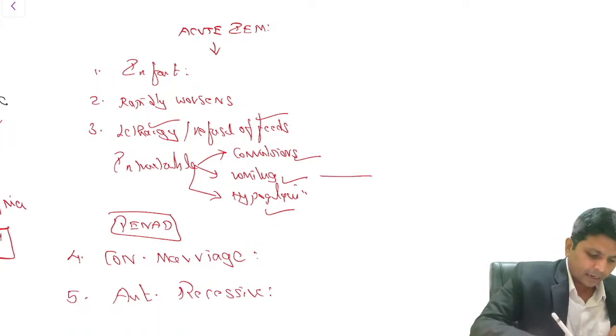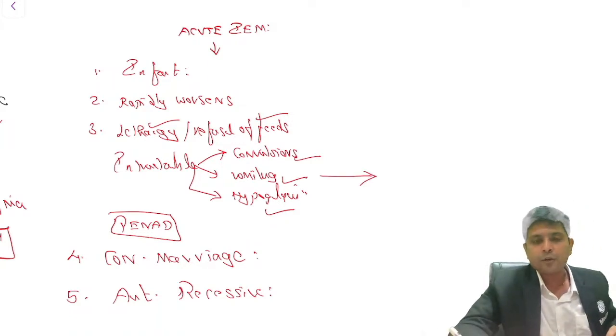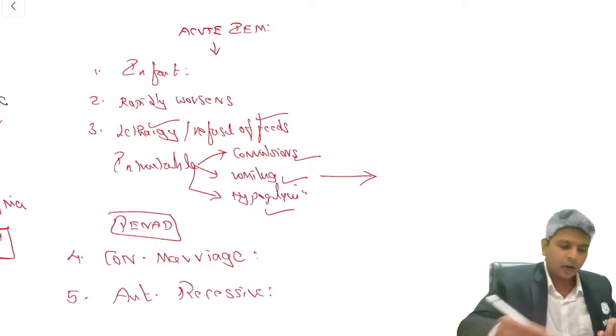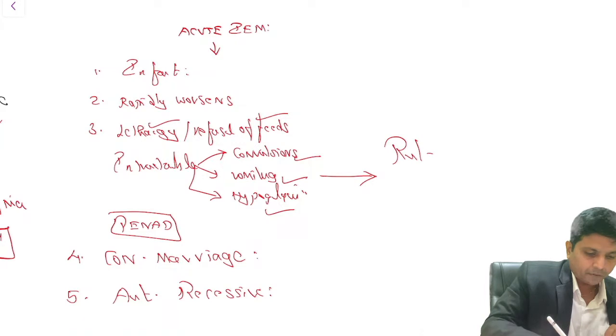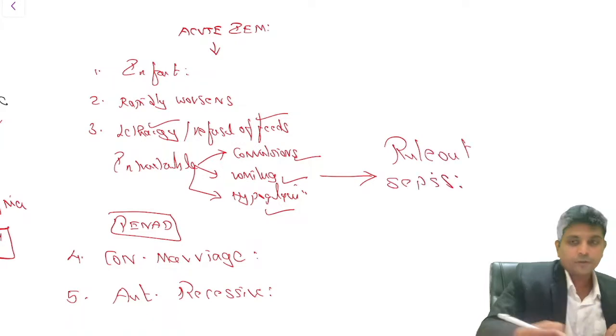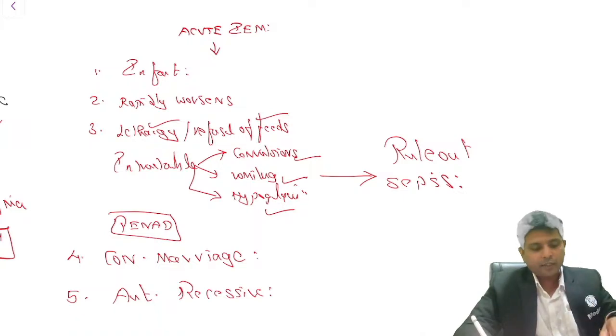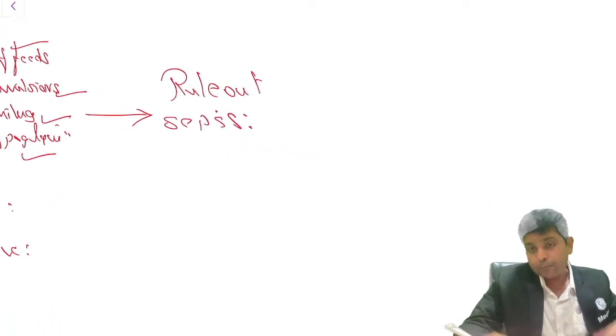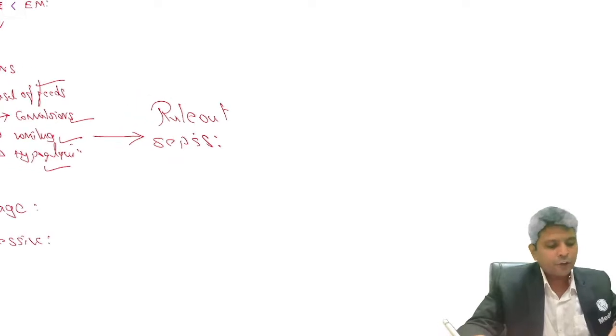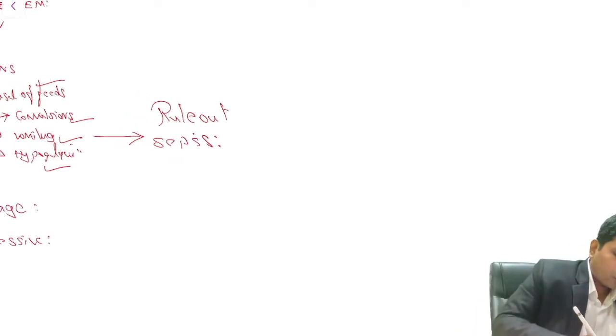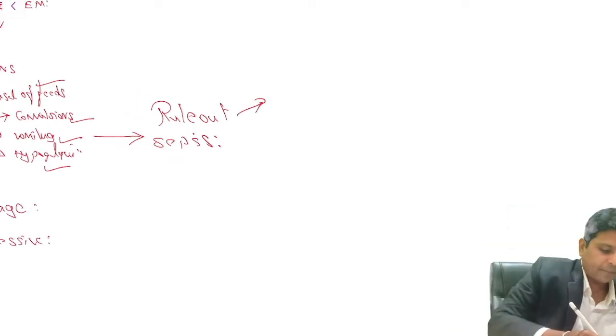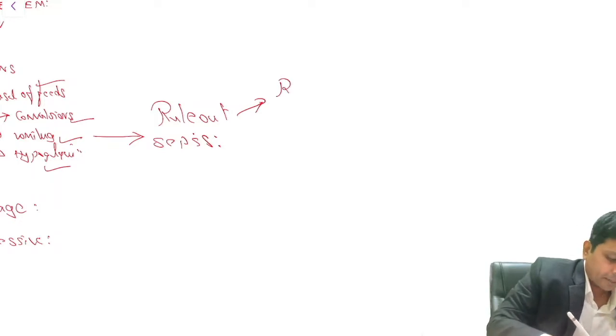When these things come, what is the next step you need to do? My dear boys and girls, the next step is always to rule out sepsis. Because whatever you say, sepsis is the most common thing responsible for worsening of a newborn baby. So how to rule out sepsis? The first is a rapid sepsis screen.